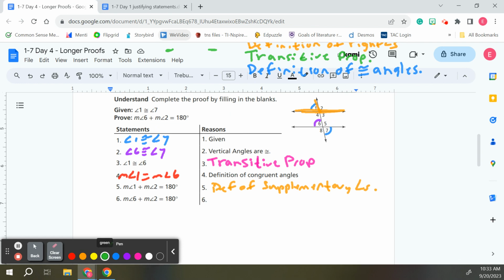And then last but not least, if we look here, we have the measure of angle 6 equals the measure of angle 2, and that all equals 180. What did I do here? How did I get the measure of angle 6 to replace the measure of angle 1? What property? If I'm not here, who's in my place? Substitute. So it's substitution property.